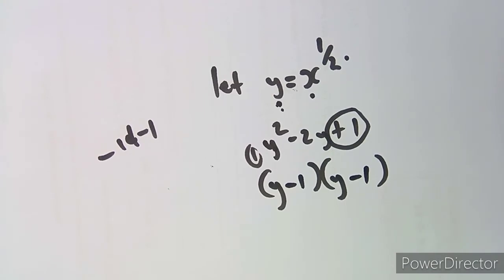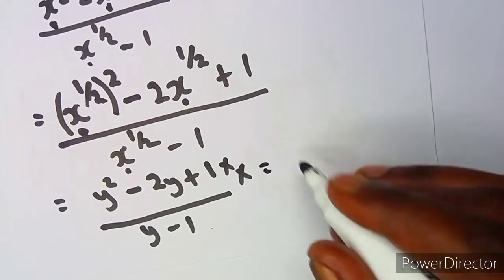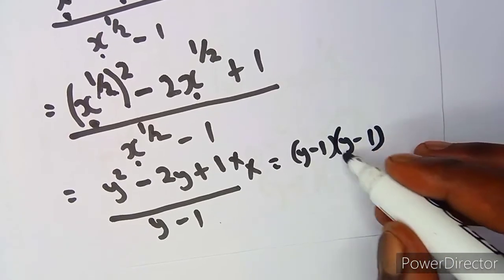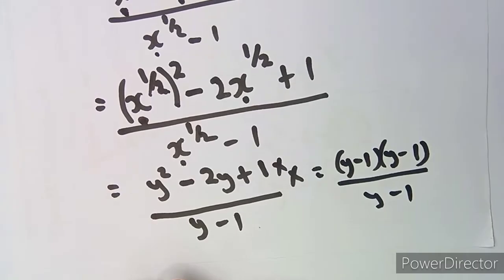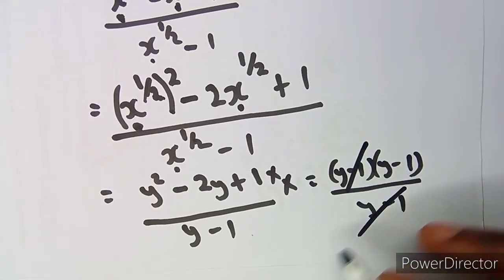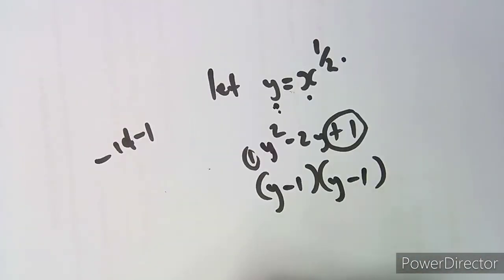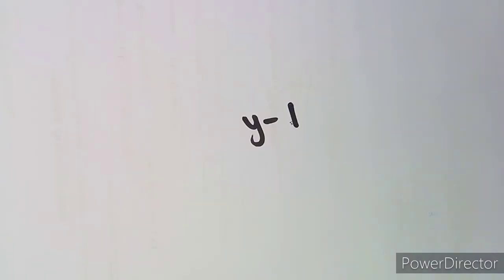So in this case we have something like y minus 1, y minus 1, everything over y minus 1. If we cancel out these two, we are going to remain with y minus 1. But we cannot have our final answer after cancelling as y minus 1 like this, because this was an expression for x that we are talking about.